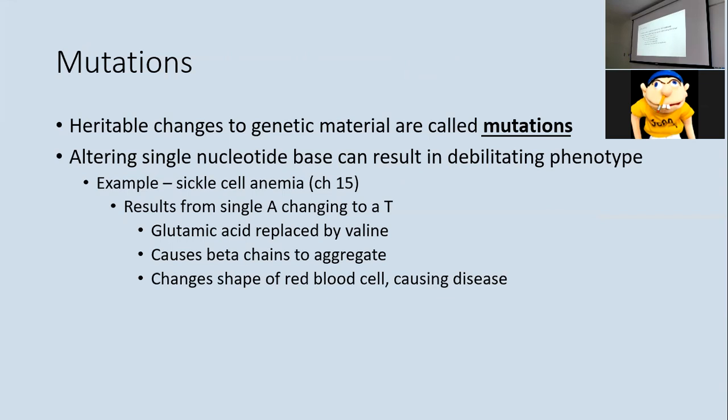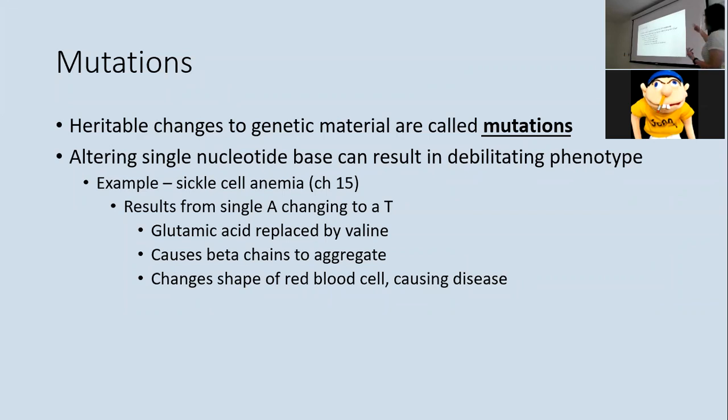Even changing one single nucleotide can be debilitating. It can change an amino acid, and it can change the entire structure of a protein. Sickle cell anemia, which we talked about at the beginning of this chapter, is just changing one adenine to a thymine in your DNA. It's just an A for T, a single nucleotide change, which is enough to change the entire structure of your hemoglobin and cause an entire syndrome.